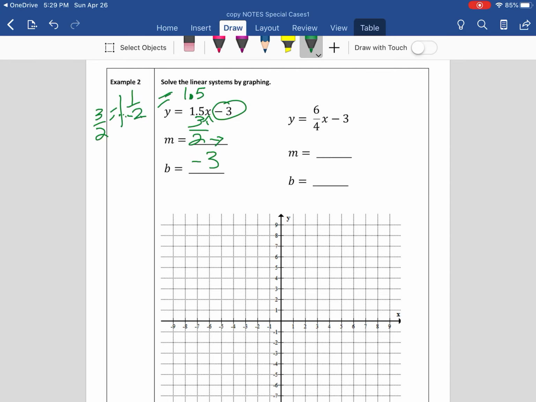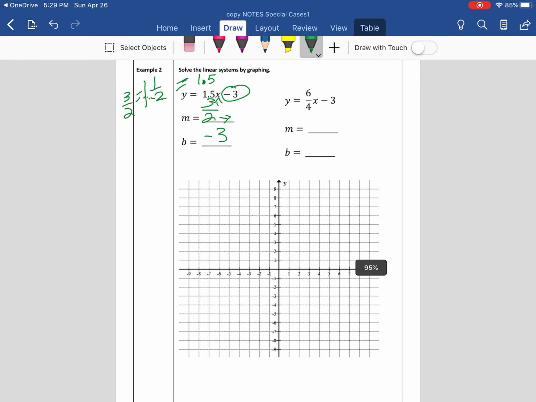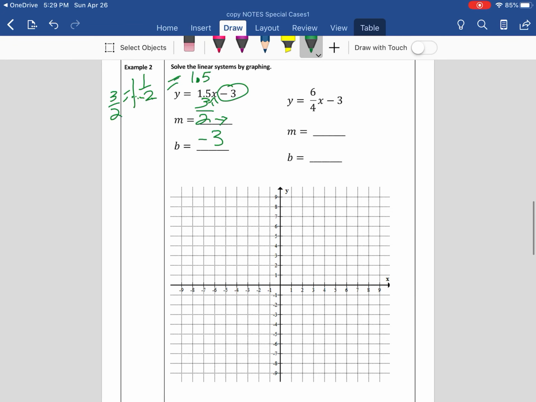-3 is where I begin. So make this like that. All right, -3, down here is where I begin. So I'm done with that. And now my pattern, right 2, up 3. Right 2, up 3. 1, 2, 3. Right 2, up 3.